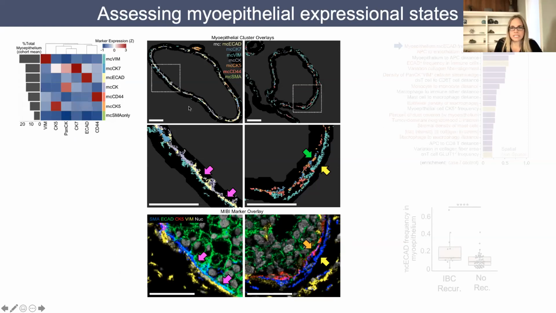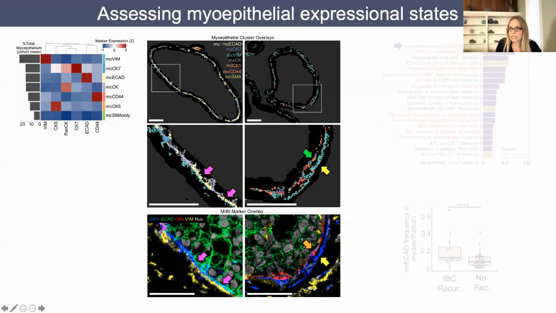Now, if we zoom into this a different way, so looking at an overlay of these different clusters, we have on the top a tumor with high E-cadherin and cytokeratin positive myoepithelium, and then on the right one that's predominated by vimentin and CD44. And we can actually start to see the MIBI image overlays here.